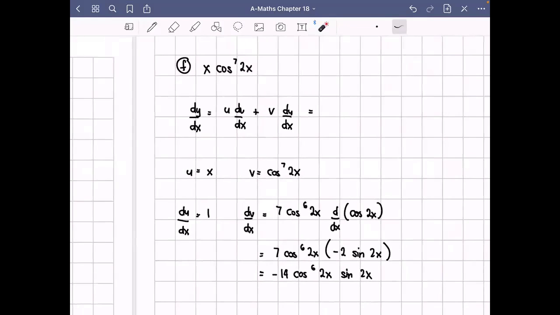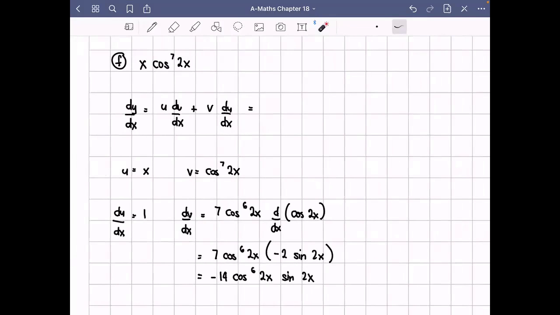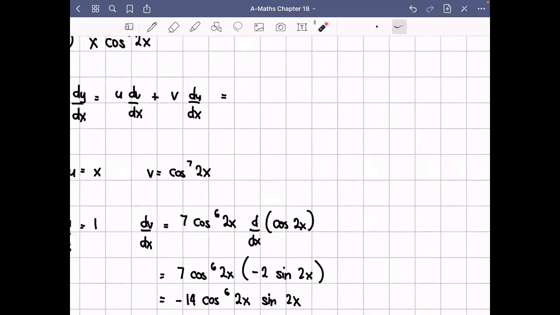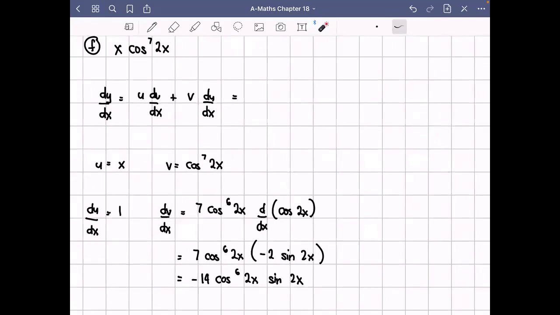Okay, so let's get the derivative of each term. So my u is x, so therefore its derivative is basically 1. And then my v is cosine to the 7th power of 2x. Now, how do you derive this? Okay. So to derive that, again, this 7 here will be multiplied here. That's why you have 7 here. And then 7 here minus 1 becomes 6. And then just bring down cosine of 2x.